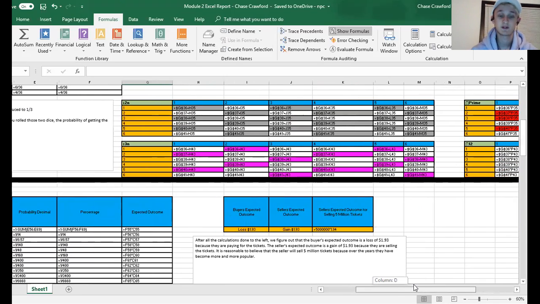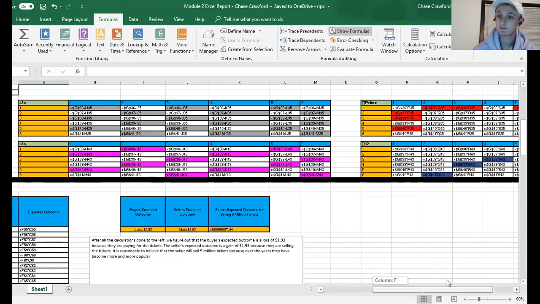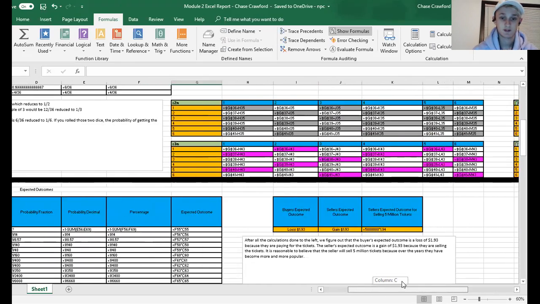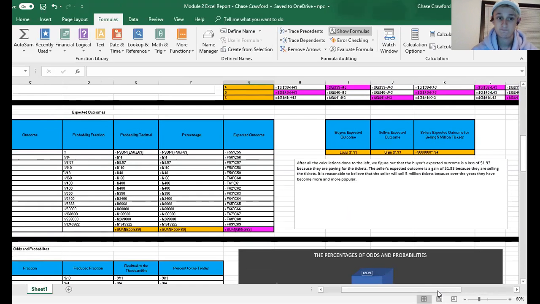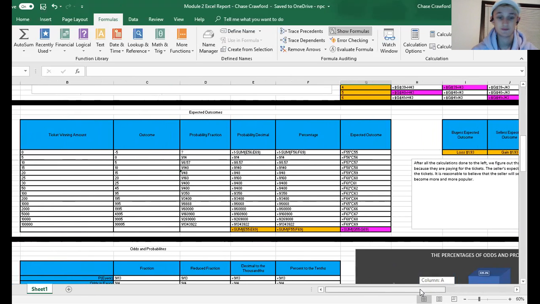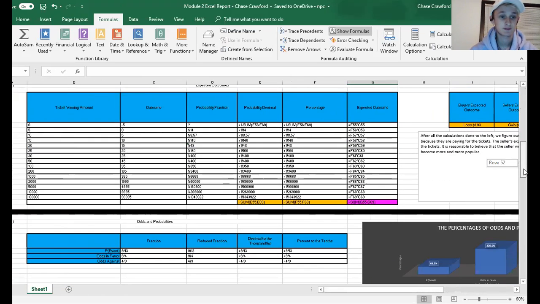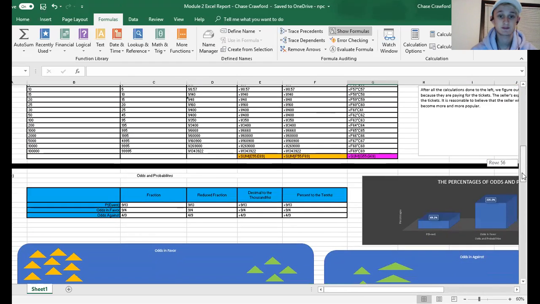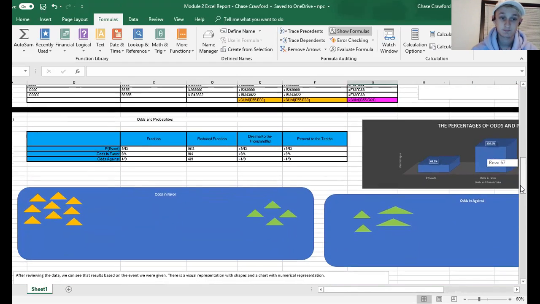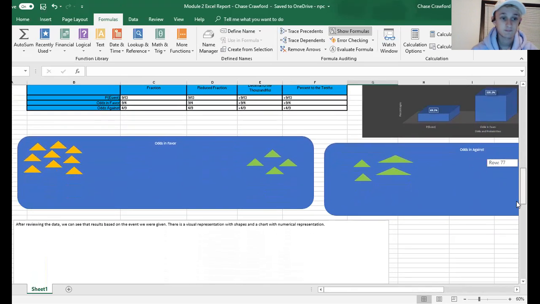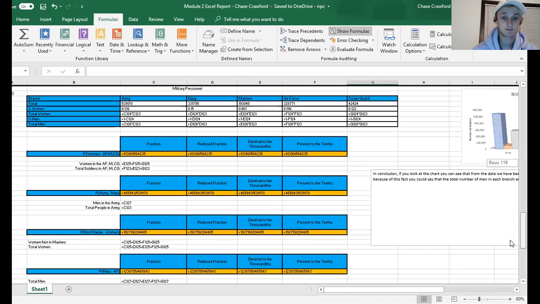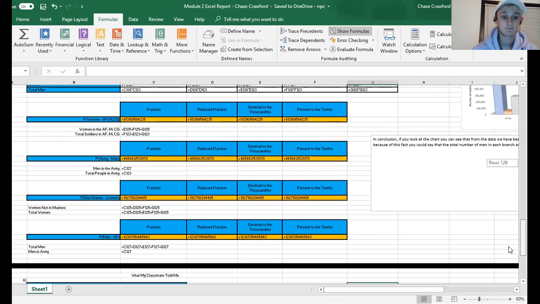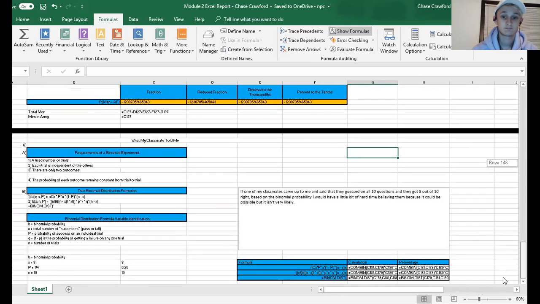Here is my dice. There's that over there. There are all these. Here are my formulas for this one. And here is stuff for the last one.